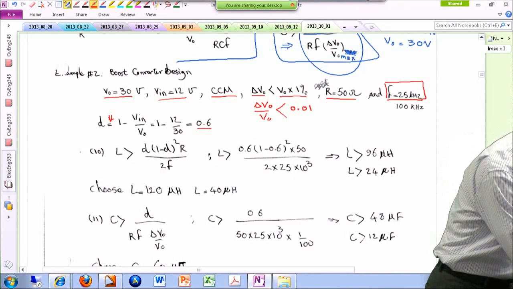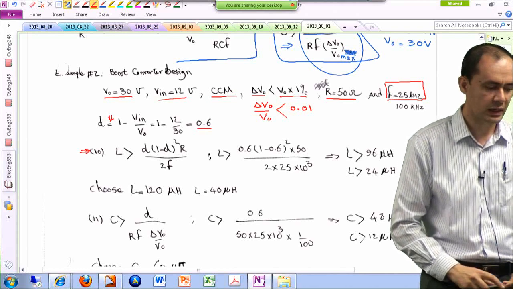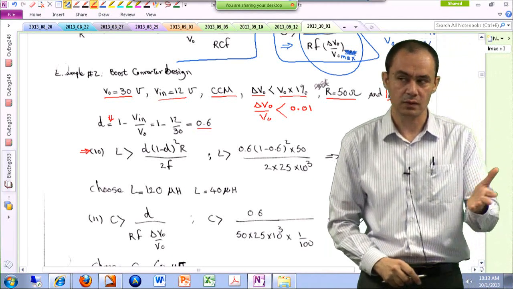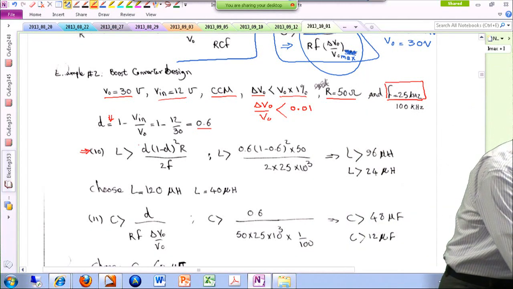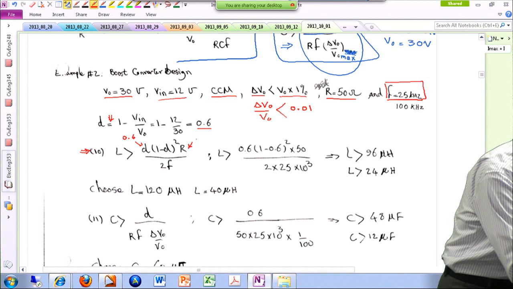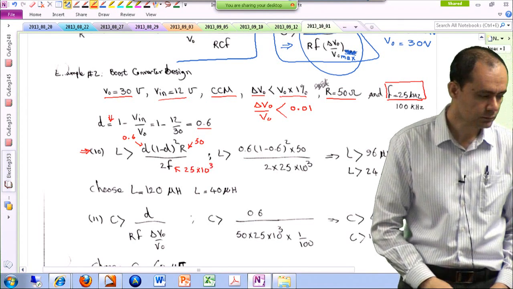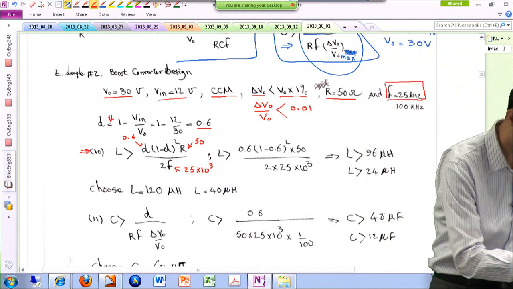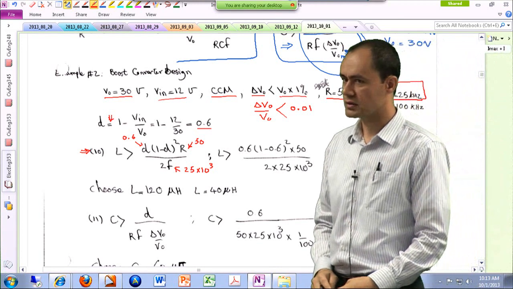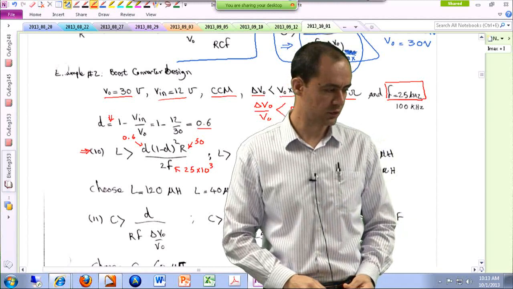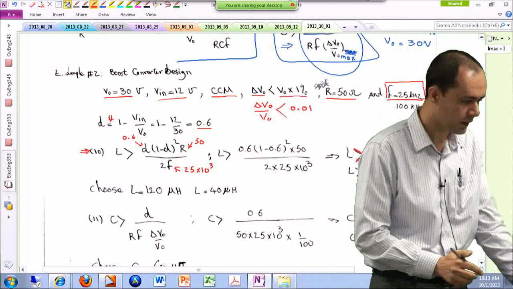Now from equation 10 that we had earlier, which gave us the right size for the inductor, L has to be larger than D times (1 minus D) squared times R, divided by twice the frequency. We pretty much have all the numbers. Duty cycle has to be 0.6, load is 50, and switching frequency is 25 kilohertz. So you just plug in the numbers, you find out that your L should be larger than 96 microhenries. As long as you choose this inductor for your converter, you're guaranteed to operate at CCM.